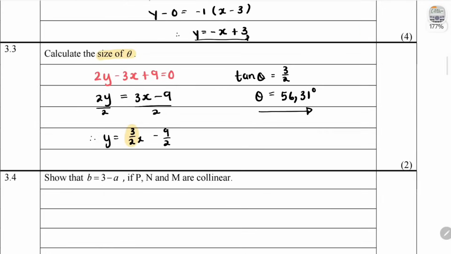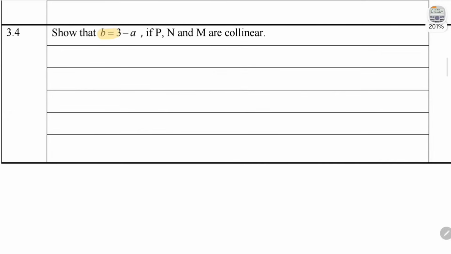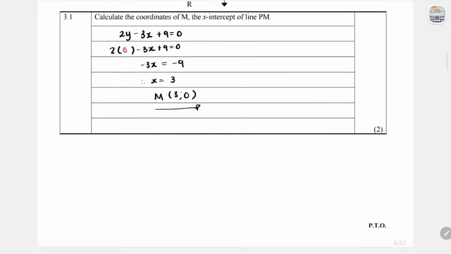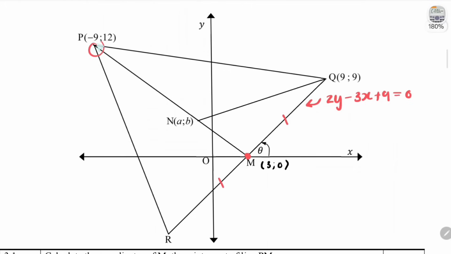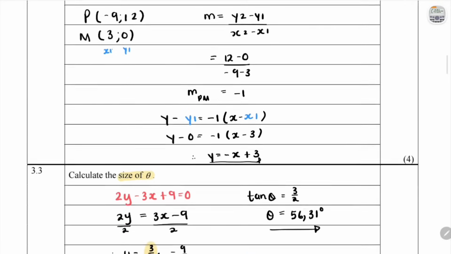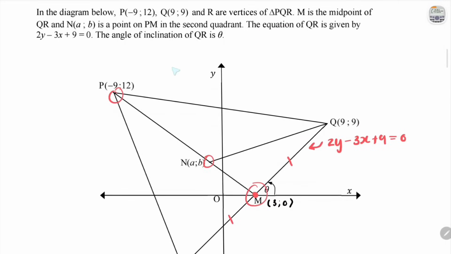Okay, moving on to the next question. Question 3.4 says, show that B equals 3 minus A if P, N, and M are collinear. Okay, so they're collinear, they lie on the same line. So let's look at P, M, and N, and let's see how B can be equal to 3 minus A. Okay, so this is P, M, and N. And we found the equation of this line already in question 3.2, right? We found that that is negative x plus 3. So we'll just keep that in mind.